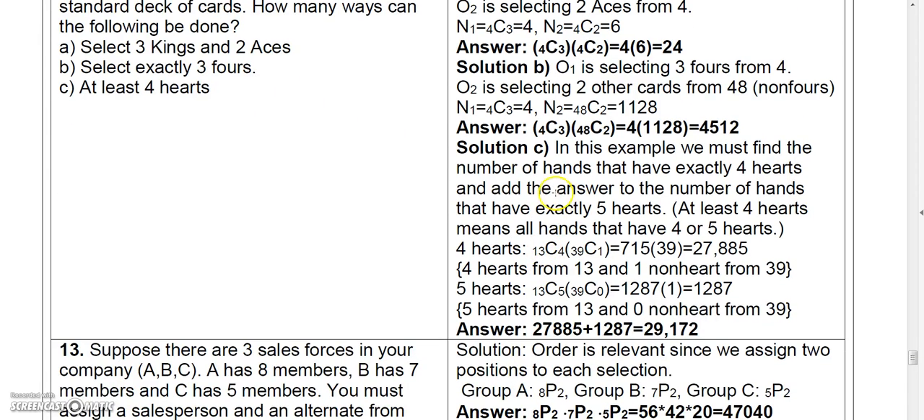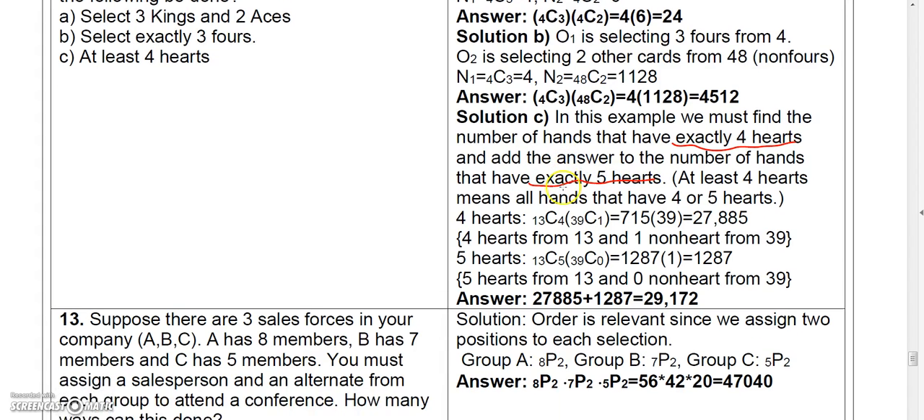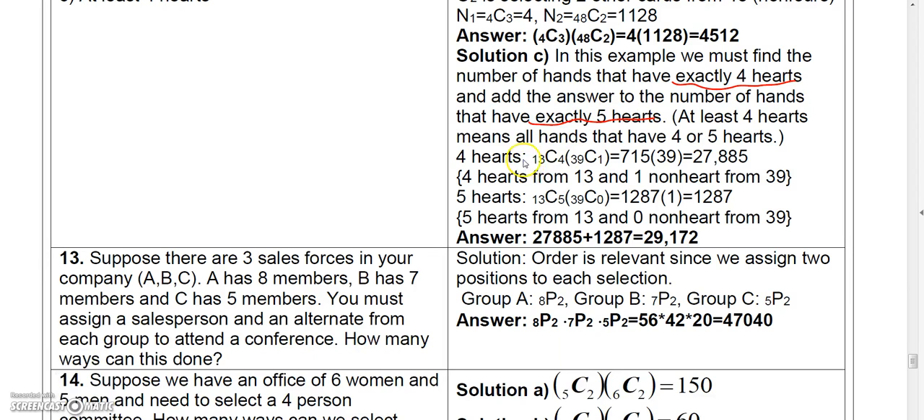Now in this example, we must find the number of hands that have exactly 4 hearts, and add the answer to the number of hands that have exactly 5 hearts. So to get exactly 4 hearts, out of the 13 hearts you would choose 4, and then you multiply that by the 39 other cards that could be chosen. So out of the 39 other cards, in other words, the 39 cards that are not hearts, choose 1. Multiply those together, and you get 27,885.